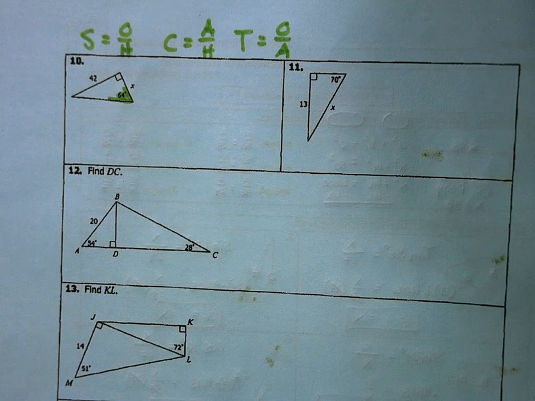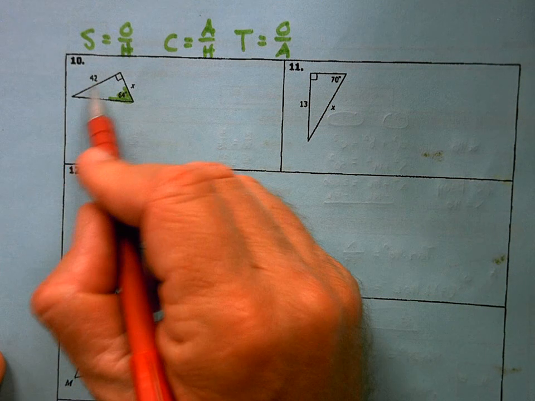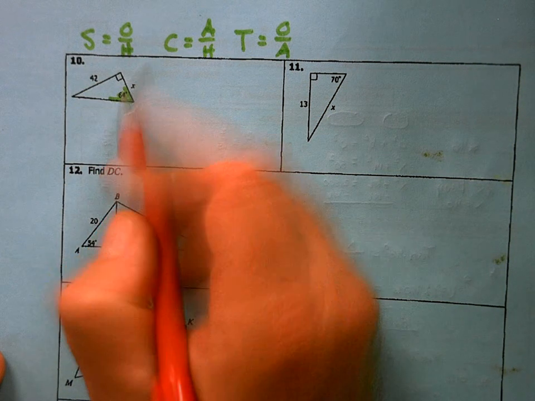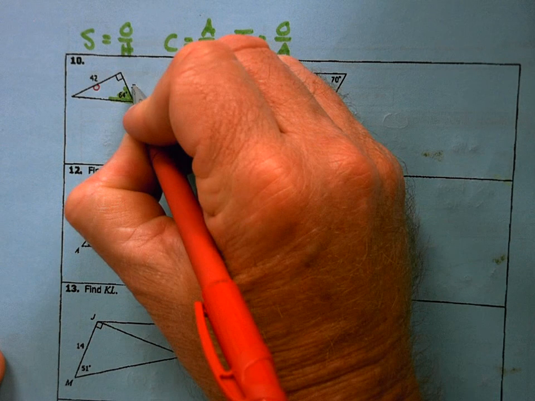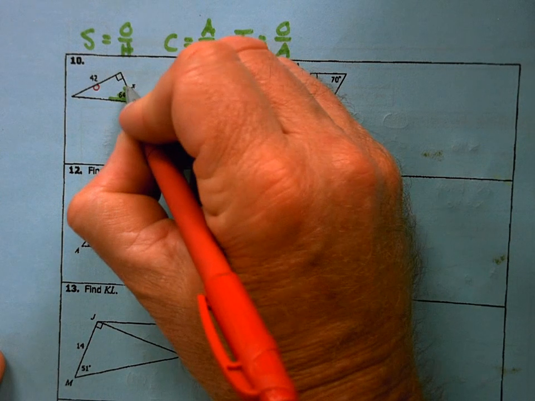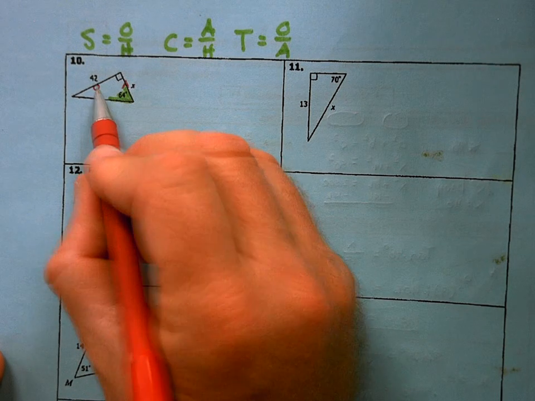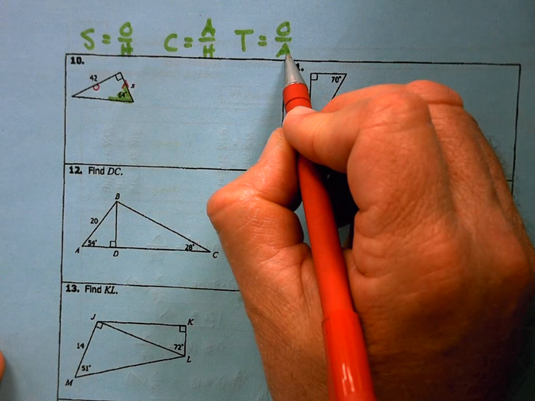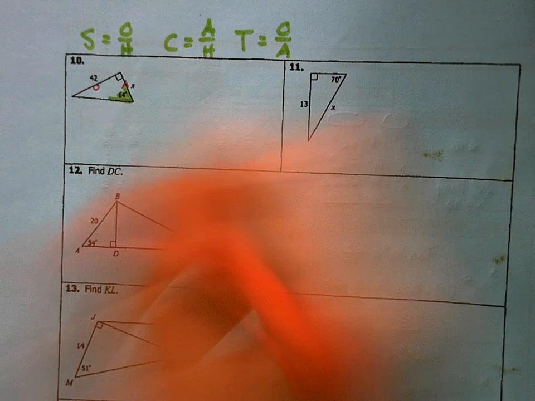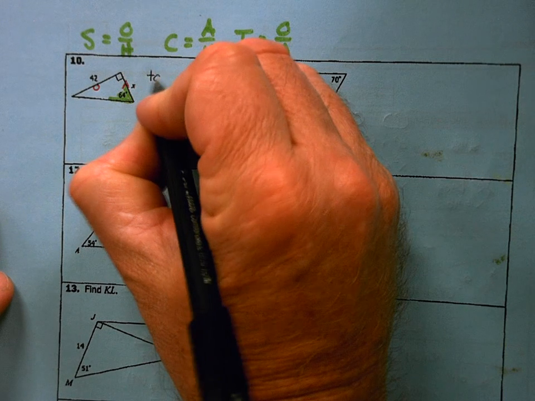Okay, so the side that has the 42 in it is a leg, and it's opposite to 64. So I'm going to put an O right here because that's the opposite leg. The side that has the X in it is a leg, and it has to be the adjacent leg. Okay, so we have information about opposite and adjacent. Opposite and adjacent means that we're going to be using the tangent function to solve this. So I write that down, TAN.